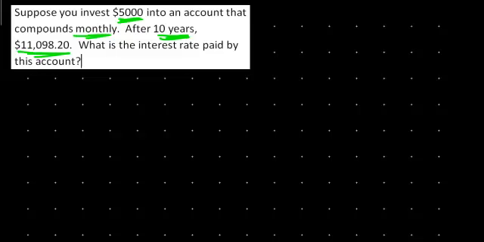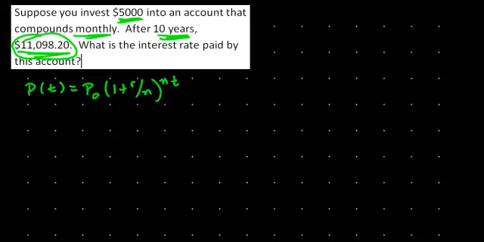So let's remind ourselves that P of T for compound interest equals initial investment P naught times 1 plus the interest rate R divided by N, the number of compounding periods, raised to N, the number of compounding periods, times the number of years the money is there. And we know that we actually get 11,098 and 20 cents, and we want to figure out what the interest rate was.